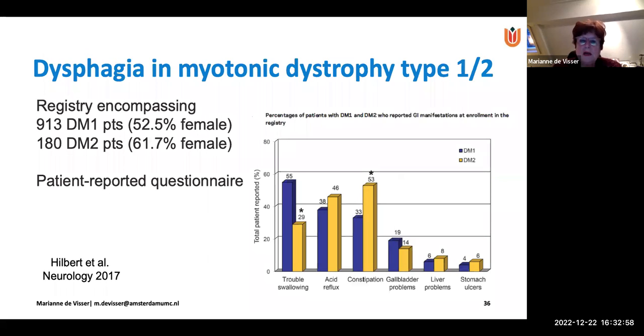A questionnaire has been distributed amongst a huge cohort of myotonic dystrophy type 1 patients, and also a considerable cohort of patients with myotonic dystrophy type 2. And as you can see on the bar chart, dysphagia is also found in about 1/3 of the cases of myotonic dystrophy type 2. And they also have other gastrointestinal manifestations, such as acid reflux and constipation, which is even more frequently seen in myotonic dystrophy type 2.